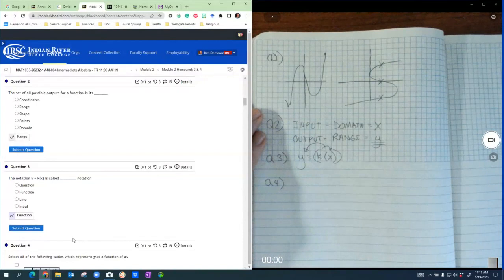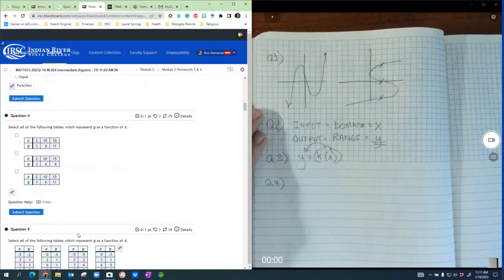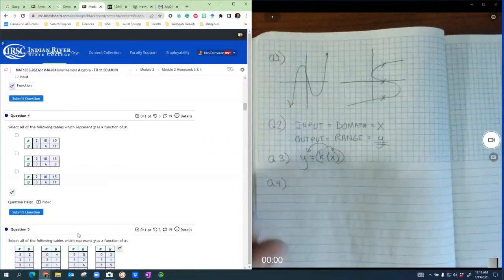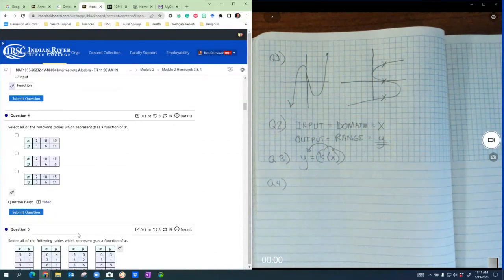All right, now number 4. Now it says select all of the following tables in which y is a function of x. Now, when they word things like this, I'm going to go ahead and share with you the answer. Let me show you.